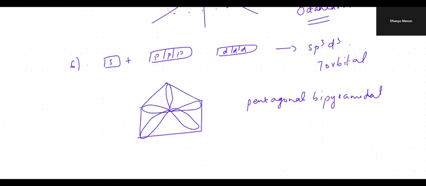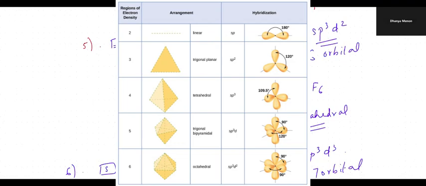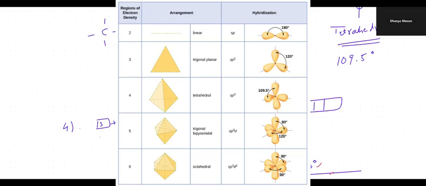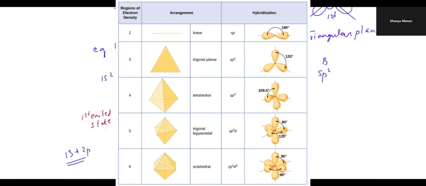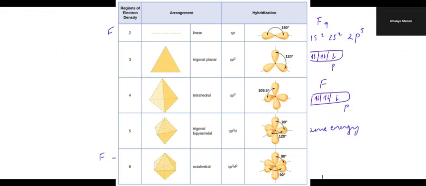Okay, so pentagonal bipyramidal is the shape. The geometries of each type of hybridization you have to learn. For example, we started with sp hybridization. If it is sp, you have to learn that it is linear. The geometry is linear.